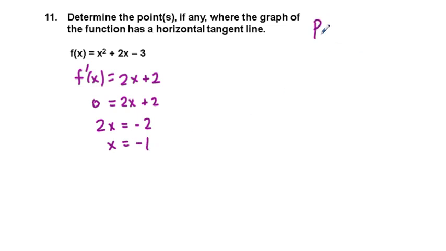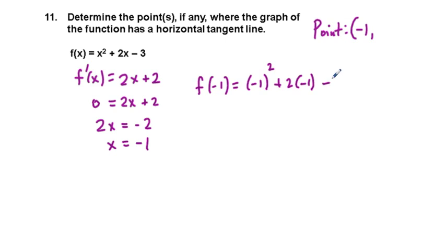So our point. It says find the point. Now you don't have a point without a y coordinate. So we've got to take this negative 1 back here. f of negative 1 is equal to negative 1 squared plus 2 times negative 1 minus 3, which is going to equal 1 minus 2 minus 3. So f of negative 1 equals negative 4. So our point is negative 1 comma negative 4, and that's it.